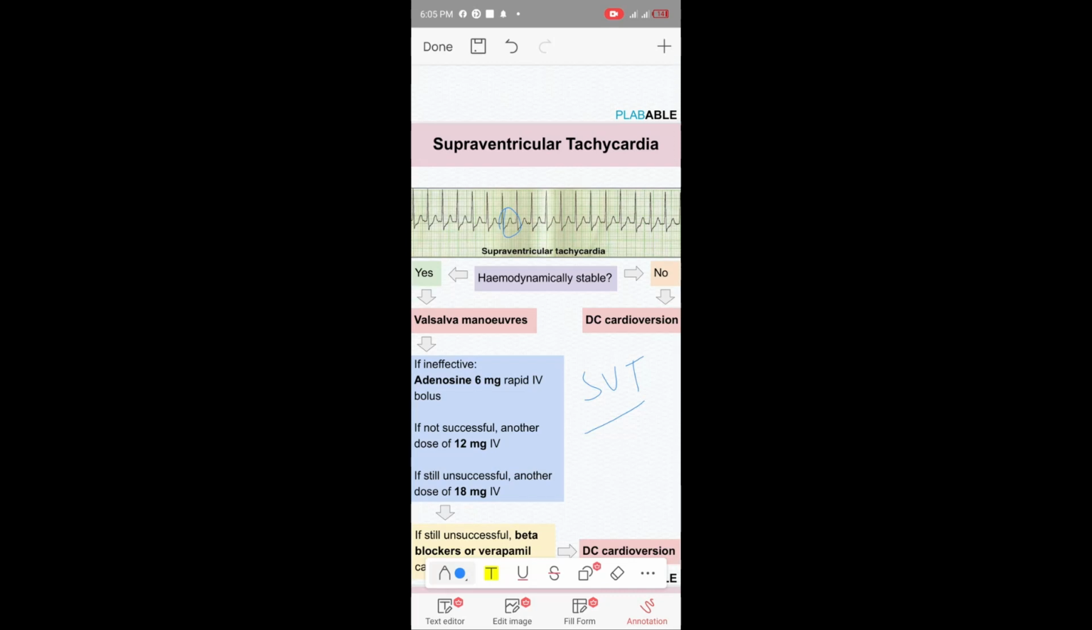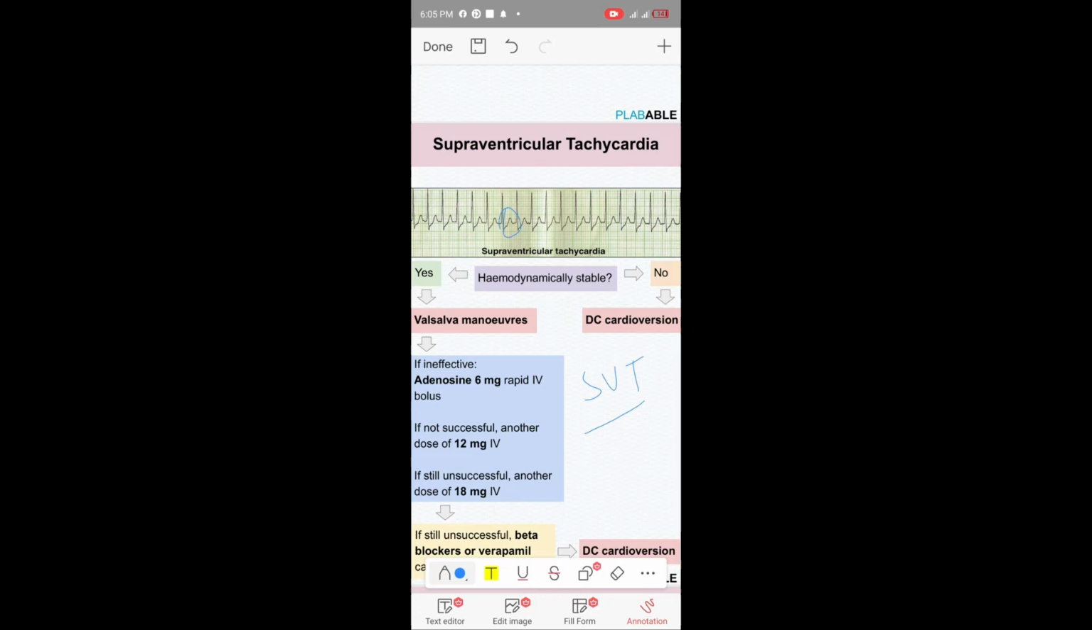The causes of SVT start from benign things like stress, smoking, and pregnancy. Then there are some serious causes as well, like ischemia, electrolyte imbalance, and patients with CKD. So it could be something simple, it could be something serious, and sometimes it is idiopathic.